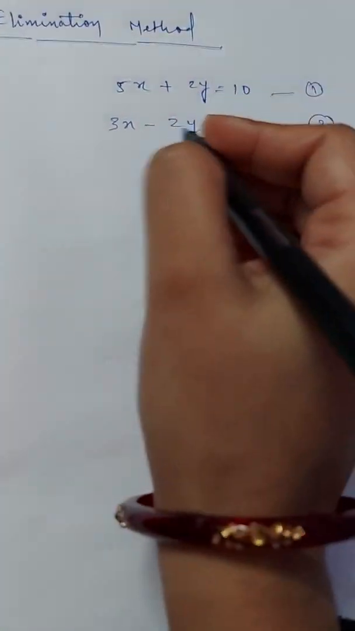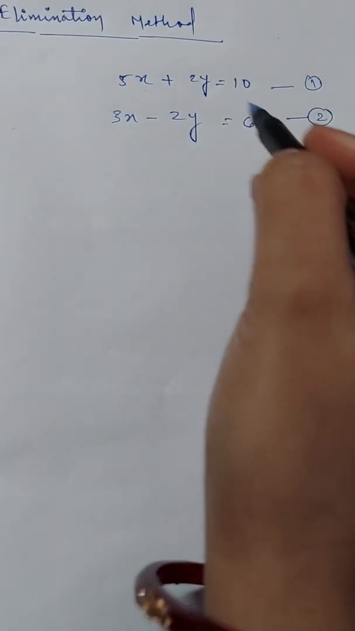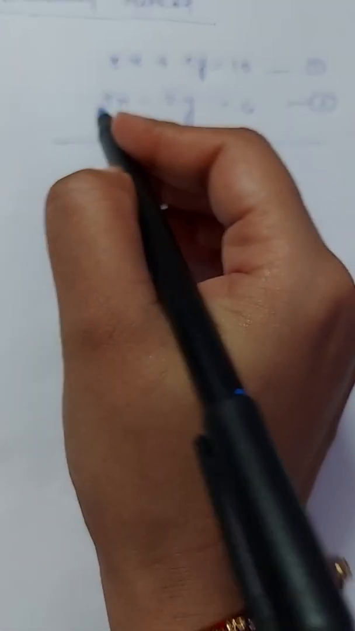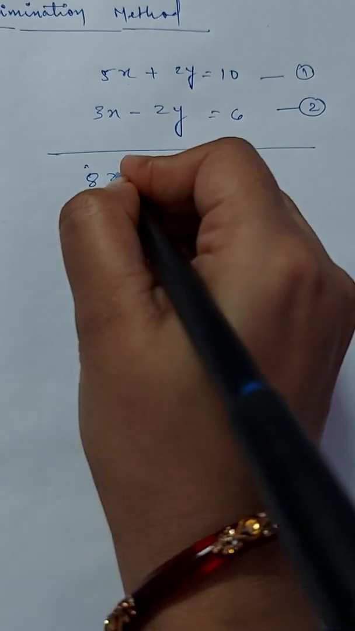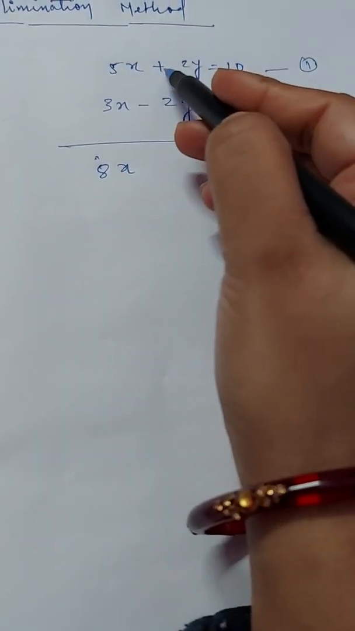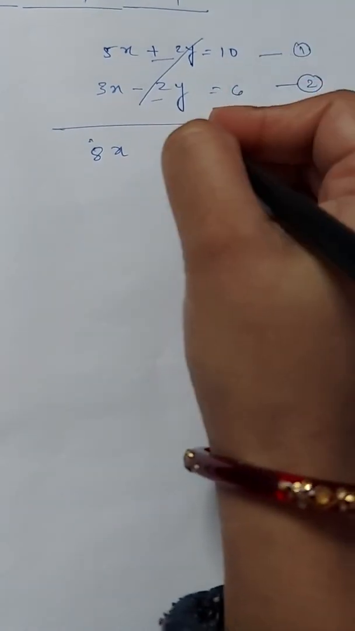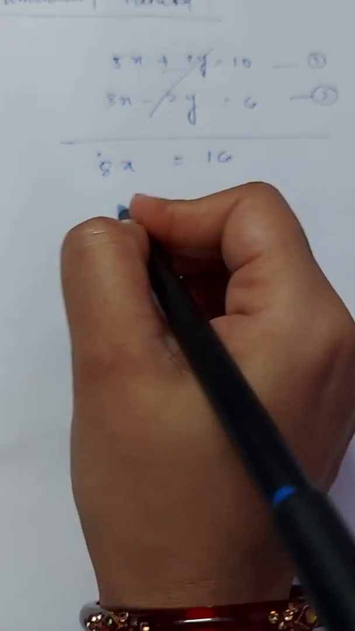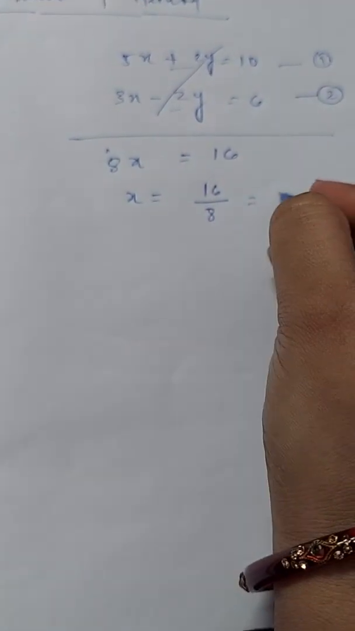So in these two equations, 1 and 2, we just add these two equations. We will get 8x, the positive 2y and negative 2y will get cancelled out, and 8x is equal to 16, and x is equal to 16 by 8, which is equal to 2.